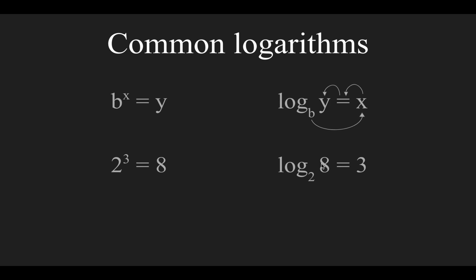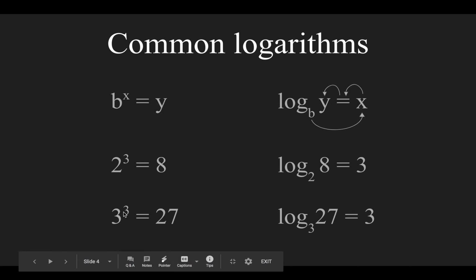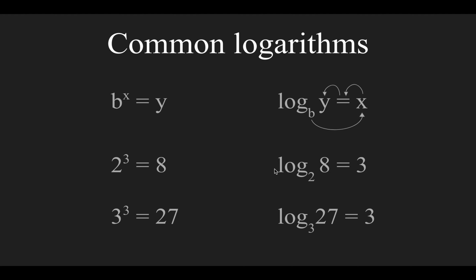Log base 2 of 8 equals 3, because 2 to the third equals 8. Bam, done. Another one: 3 cubed equals 27, so 3 to the third equals 27. Easy. That's what a logarithm is.